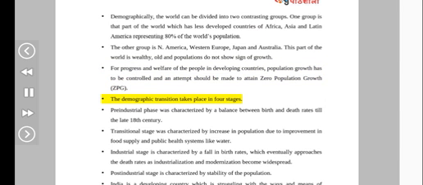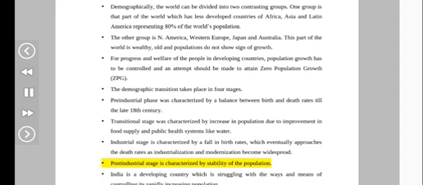The demographic transition takes place in 4 stages. Pre-industrial phase was characterized by a balance between birth and death rates till the late 18th century. Transitional stage was characterized by increase in population due to improvement in food supply and public health systems like water. Industrial stage is characterized by a fall in birth rates, which eventually approaches the death rates as industrialization and modernization become widespread. Post-industrial stage is characterized by stability of the population.